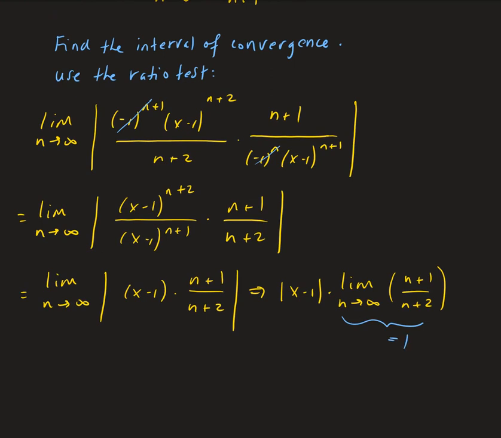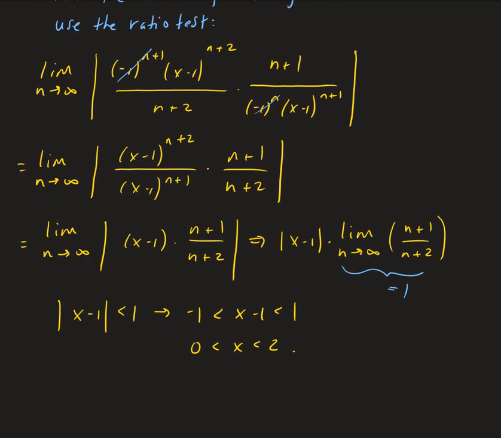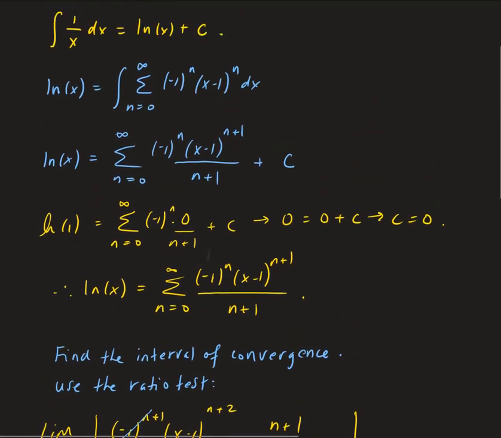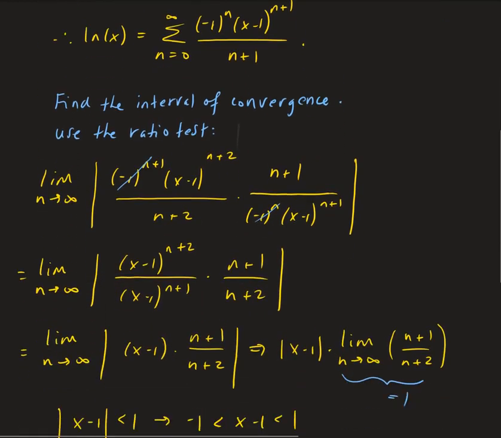For this, we need to figure out for which x values this series will converge. That implies solving absolute value of x - 1 less than 1. This is the same as -1 less than x - 1 less than 1. Add 1 to both sides, and we get 0 less than x less than 2. So this is our interval of convergence. Now we need to check the endpoints.